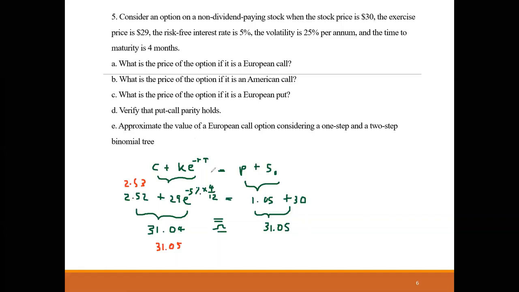And then look at part E. Approximate the value of a European call option considering the one-step and the two-step binomial tree. So if you use a binomial tree, take one step and calculate the values. If it is one step, calculate how much you would get under the binomial option pricing model using one step.